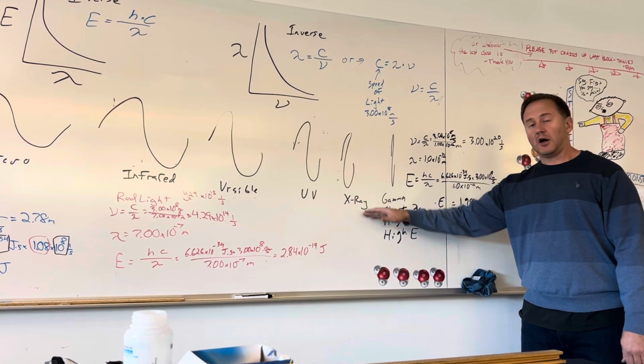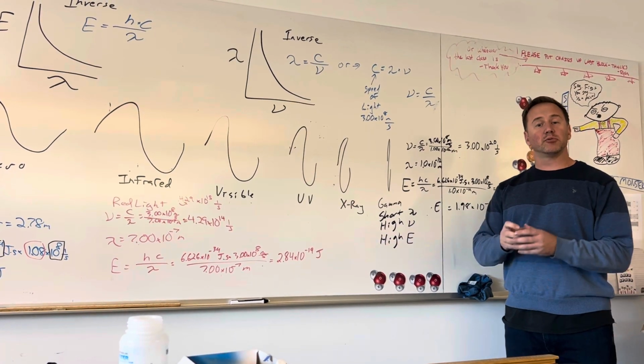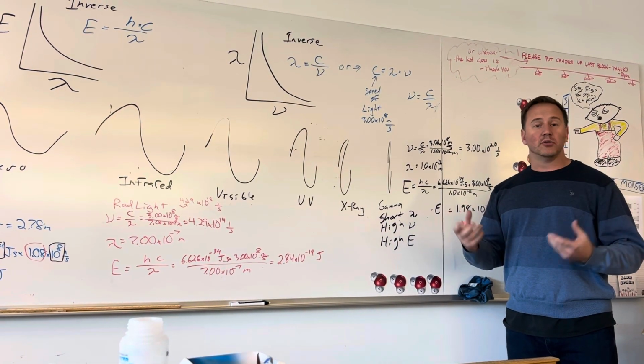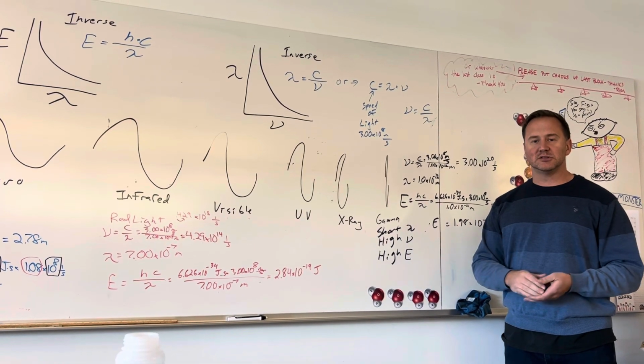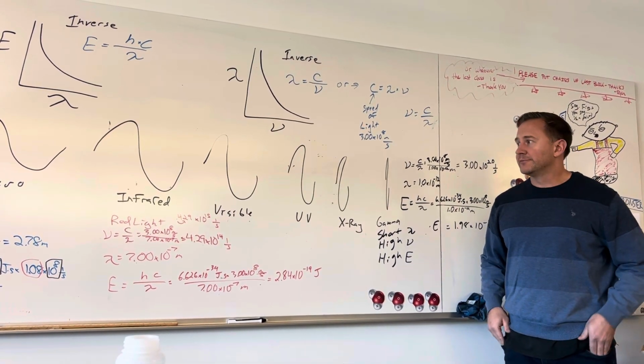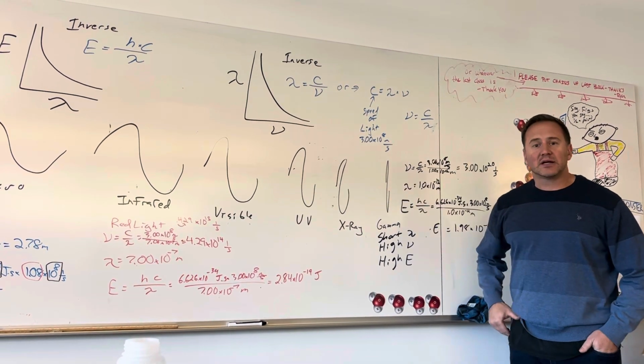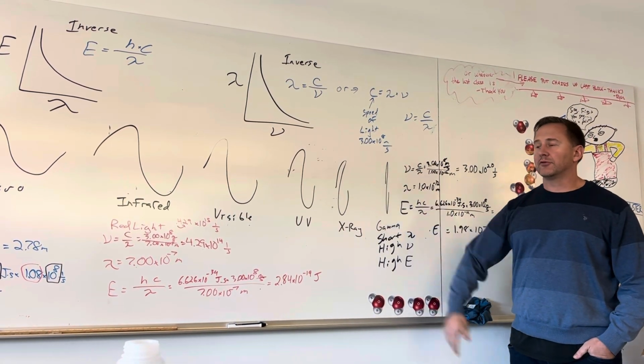These lead to harmful effects when they hit us because they can break bonds within molecules, including our DNA, which is really not good and can lead to mutations and further health problems. Anyway, this is the electromagnetic spectrum and how we can relate the different properties of light.